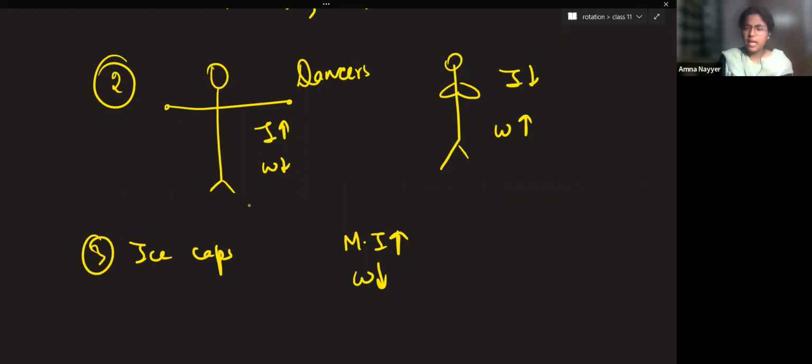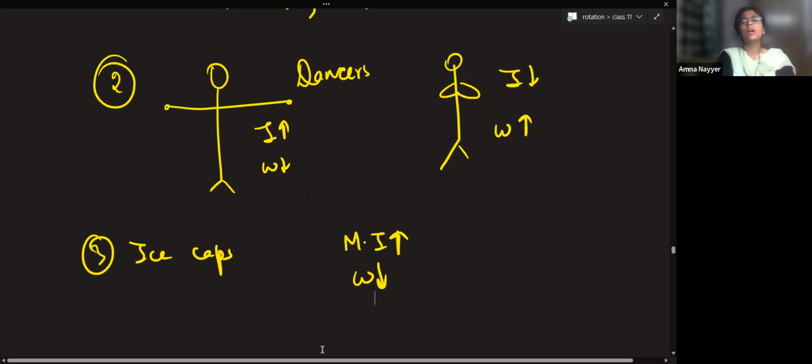So if ice caps are melting, let them melt. How is it affecting you? It is affecting not just on a smaller level, for the people residing there, it is affecting the whole planetary level. That is, the angular velocity of Earth will decrease. Slower rotation of Earth will occur. Like this, you have various applications of this.